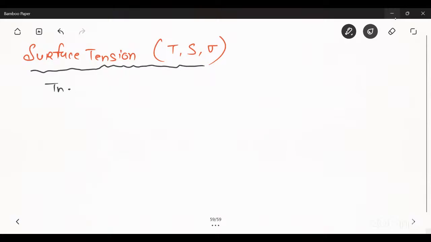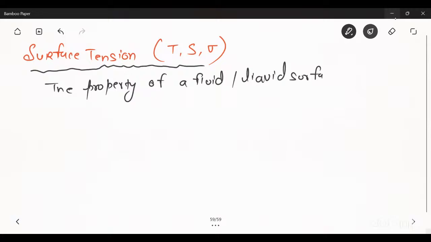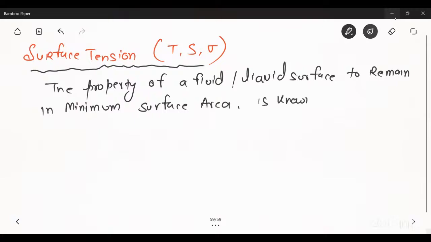Okay. So the property of a fluid or liquid surface to remain in minimum surface area is known as surface tension.